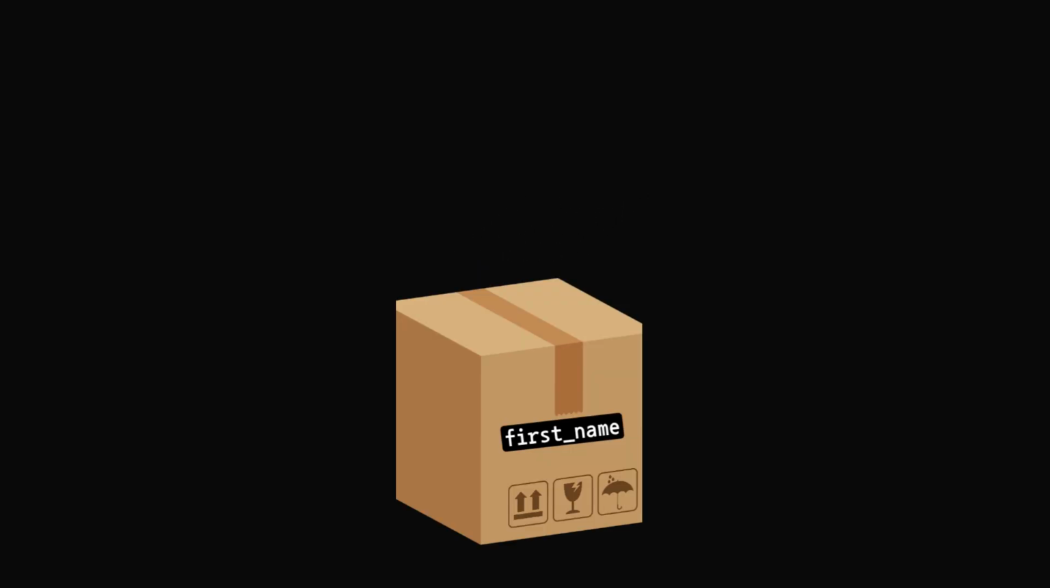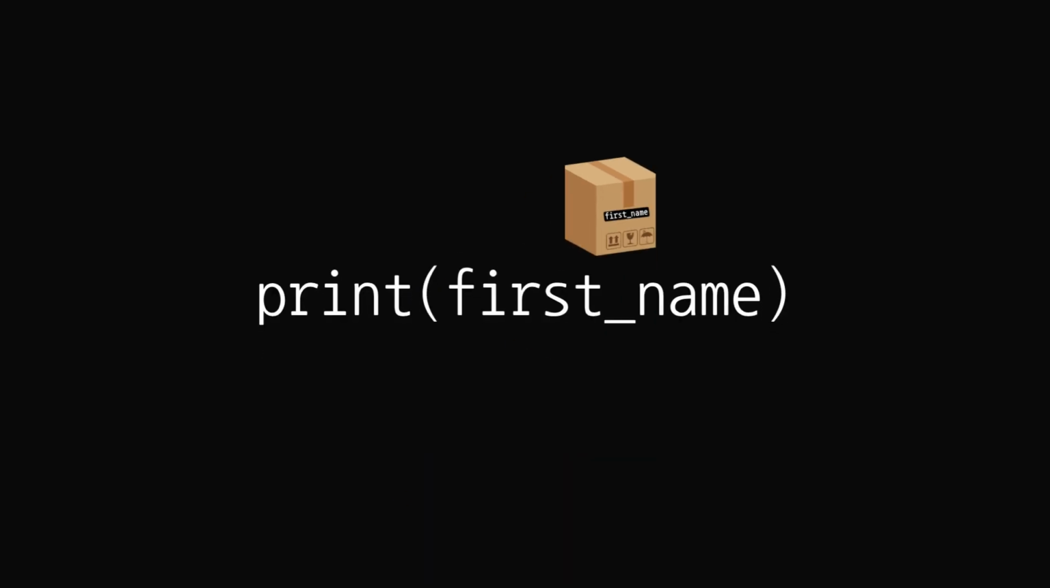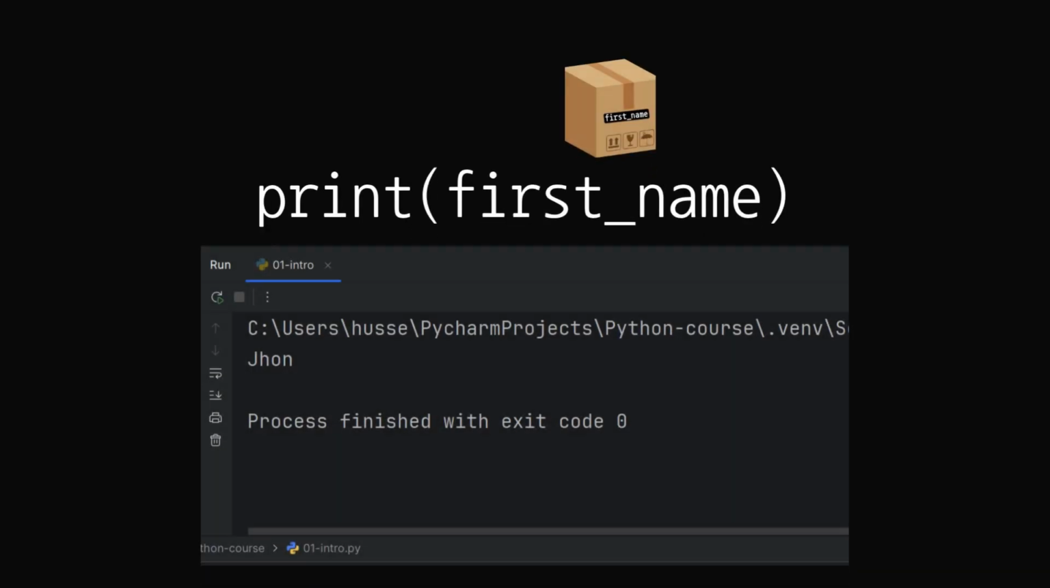Now we can use this variable later. Now let's try to output the variable that we just created to the console. So what do you think would be the output of this line? If we look at the console, we'll see that it outputted the string John, which is the same string we assigned to the variable.